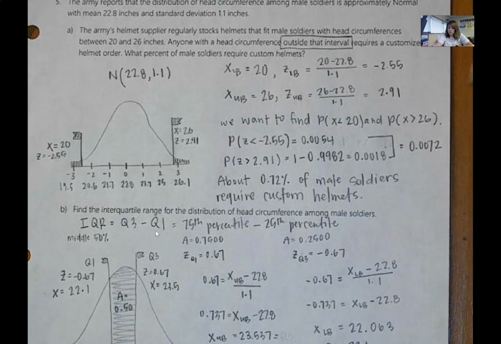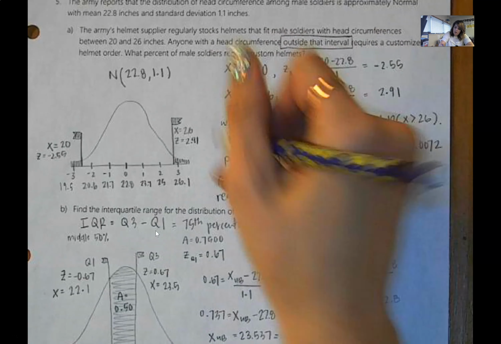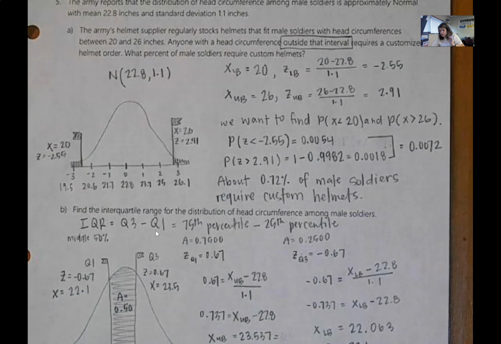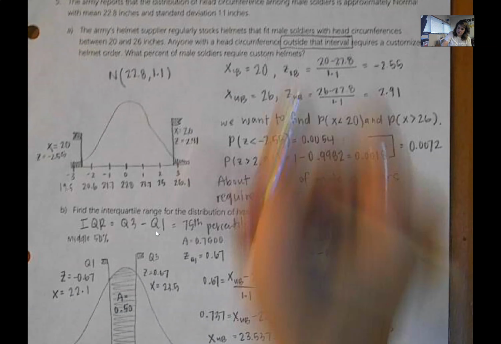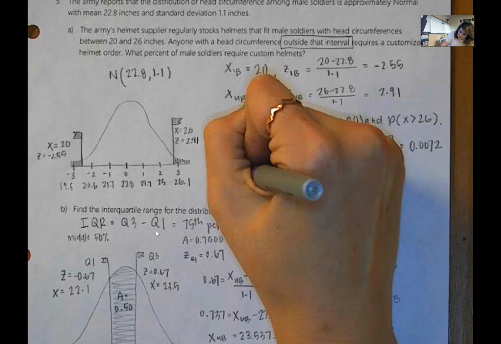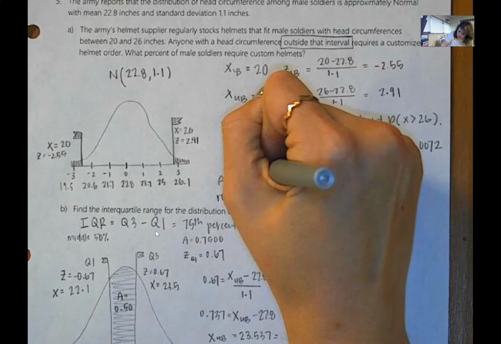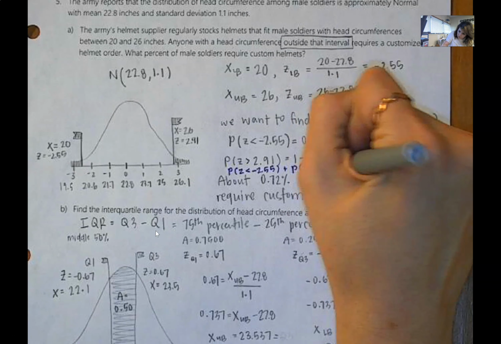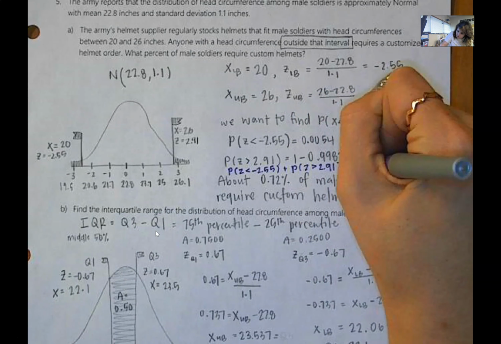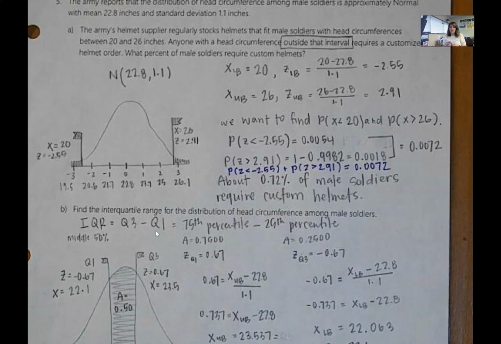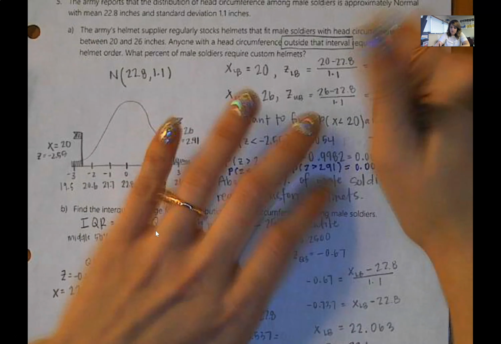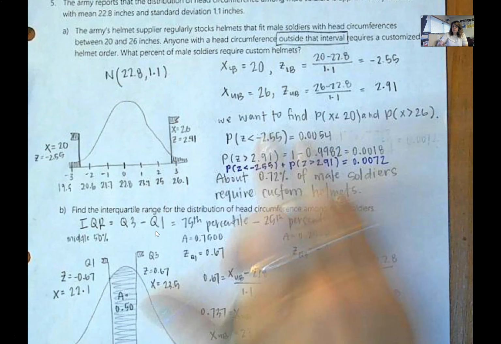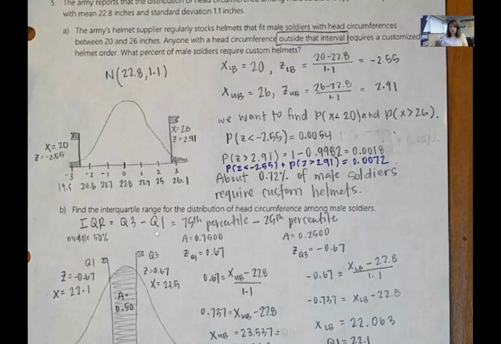If I had more room, I probably would have clearly written out, so maybe I'll do this in marker. Let me just grab a marker. I should have really written P of Z less than -2.55 plus P of Z greater than 2.91 equals 0.0072. I should have done that instead of just drawing this line here. I didn't because I was running out of room bad.